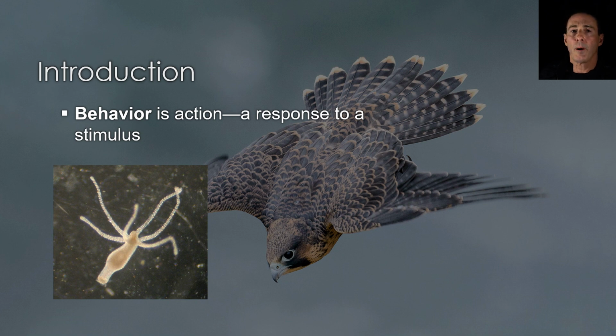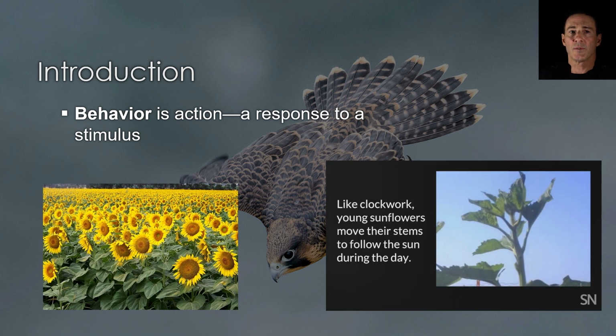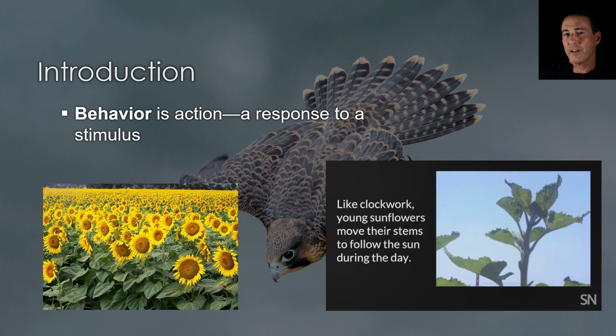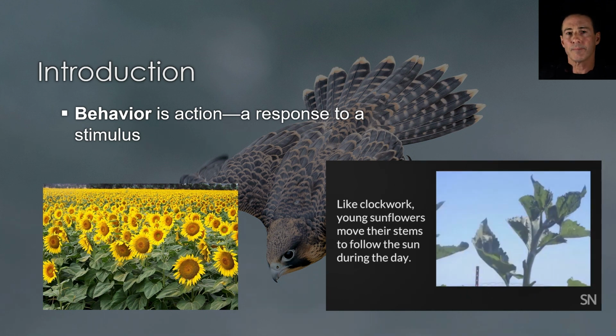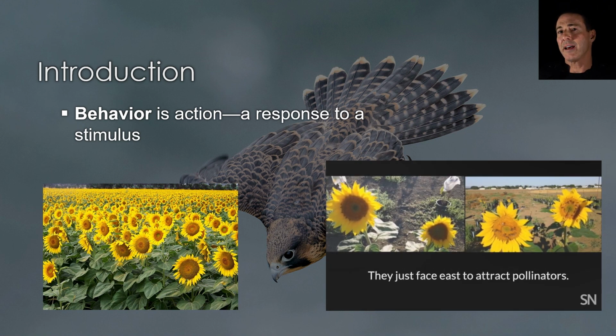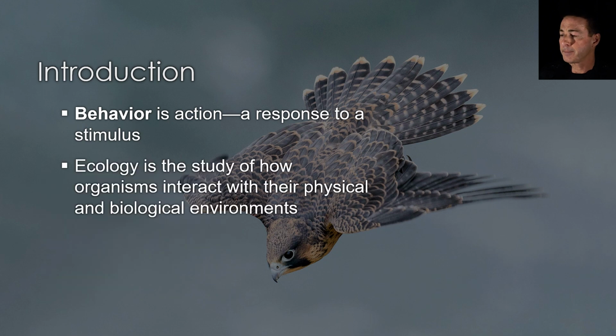For example, pond-dwelling bacteria swim toward drops of blood that fall into water. Time-lapse films of young sunflowers show them steadily moving throughout the day, turning to face the shifting sun. But older flowers you see here don't track the sun. Instead, they face east to attract more pollinators. Among animals, action may be surprising, such as this hog-nosed snake playing dead, waiting to strike a curious prey.